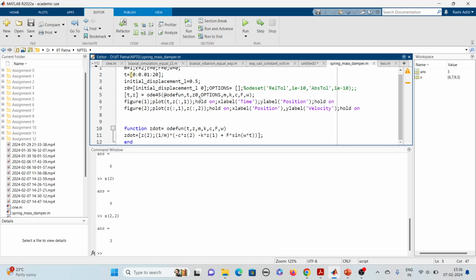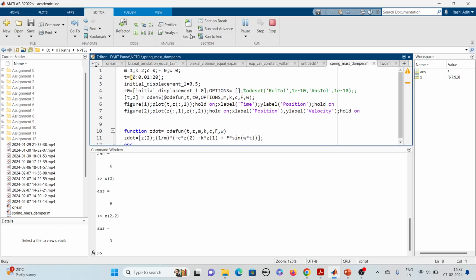Then I apply hold on. So why am I applying hold on? Hold on is basically to hold the image. This I'll explain when I go to the other question. And here I have figure 2, plot z colon comma 1 comma z colon comma 2. Here I'm plotting the velocity versus position, and here I can get the phase plot. So I'll just run this code and see what is going to happen.